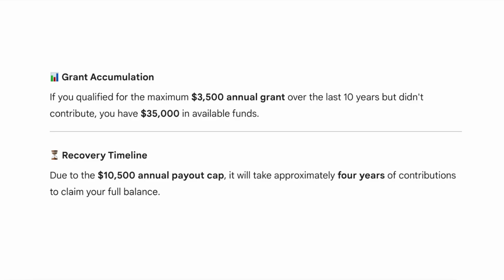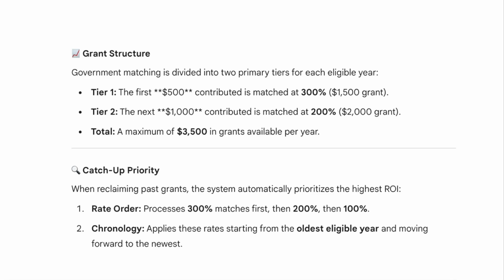Let's see how that works by breaking down the tranches. For individuals with low annual family incomes, there are 2 tranches. The first applies to the first $500 that you contribute every eligible year, which is matched by the government at 300%, giving $1,500 in grants. The second tranche is the next $1,000 that you contribute, which is matched by the government at 200%, giving an additional $2,000 in grants. The total of these grants in these tranches is $1,500 plus $2,000 per year, coming in at a maximum of $3,500.